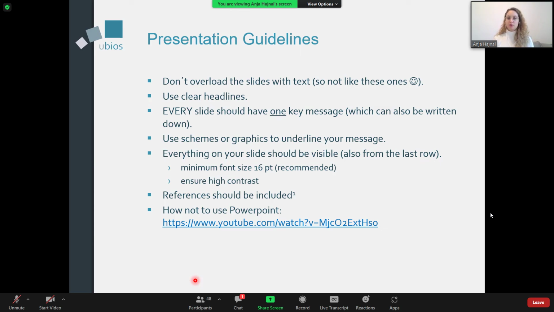Pay attention to your fonts. You should have a minimum font size of around 16 points. And of course, you need to have high contrast, so don't try blue on black, as we've also seen.